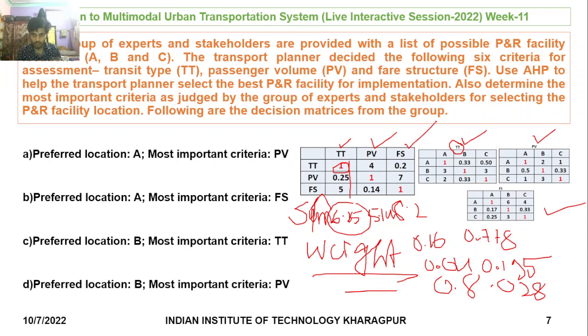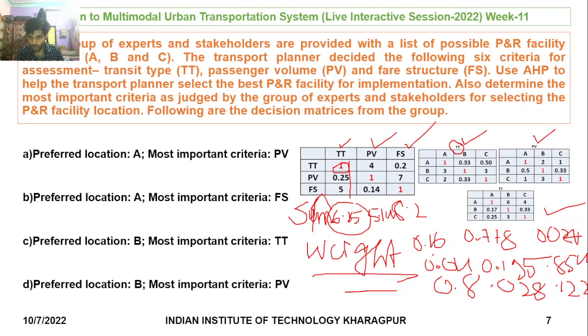Now for the FS, or the fare structure, we want to calculate it. So for 0.2 by 8.2, it will come out to be 0.024, and then your 7 by 8.2 will come out to be 0.854, and your third one will be 0.12, right?